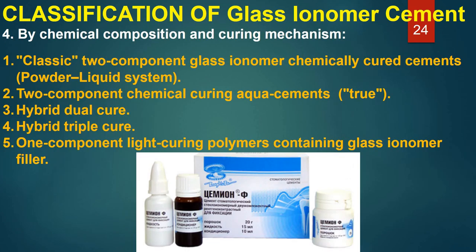Fourth, by chemical composition and curing mechanisms. Classic two-component glass ionomer chemically cured cements, powder and liquid system. Two-component chemical curing aqua cement, true. Hybrid dual cure, hybrid triple cure, and one-component light curing polymer-containing glass ionomer cement filling.